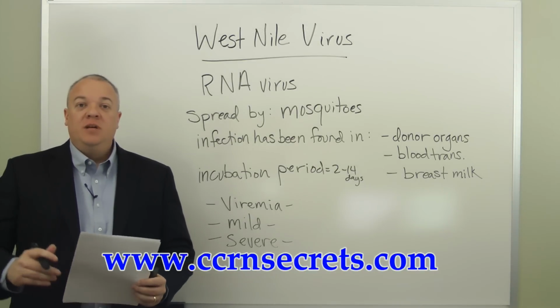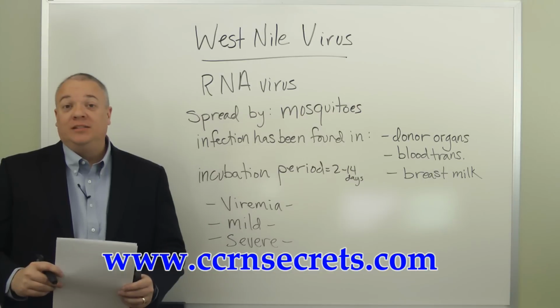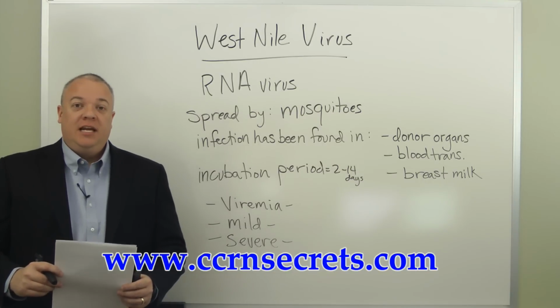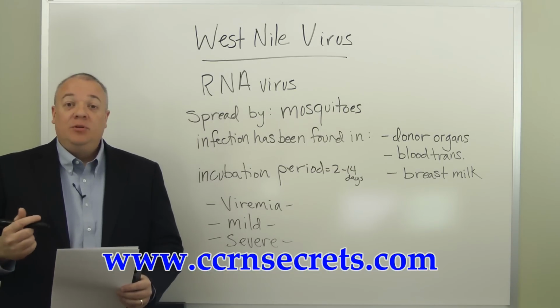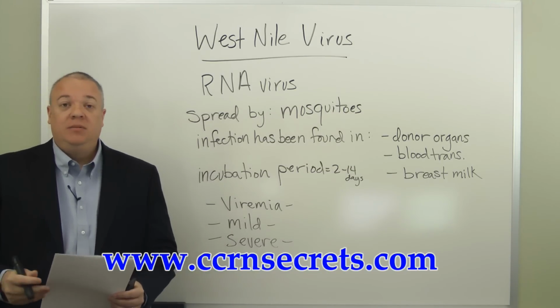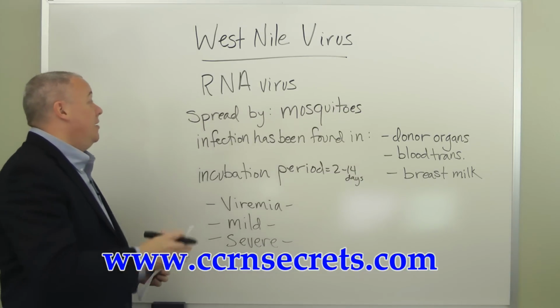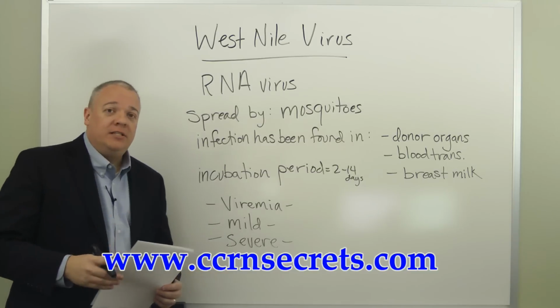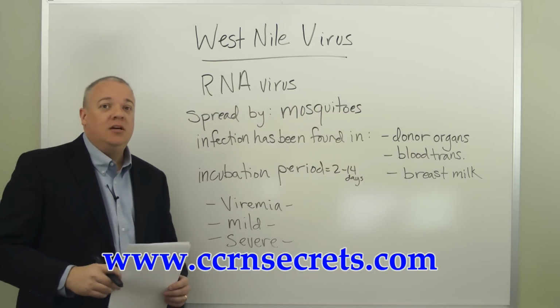Over the next few minutes, I want to briefly go over some of the important factors related to West Nile virus, understanding not only what it is, how it's spread, who gets it, some of the common symptoms and factors, that sort of thing. So we'll begin by looking at West Nile virus as an RNA virus. It's on the genetic level and it's spread by infected mosquitoes.